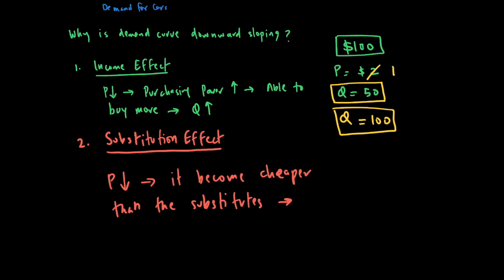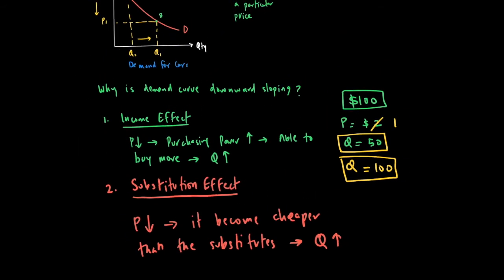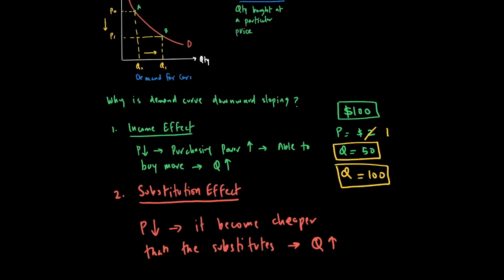So when the price of, let's say, Coke goes down, Coke becomes relatively cheaper than its substitute, which is Pepsi. And as a result of that, people may want to buy more of Coke and less of Pepsi. So this substitution effect simply is that the good is now becoming cheaper than its substitute. So price goes down, you buy more of that good because it's now cheaper than its substitutes, making quantity demanded go up. So two reasons why our demand curve is downward sloping: the income and the substitution effect.